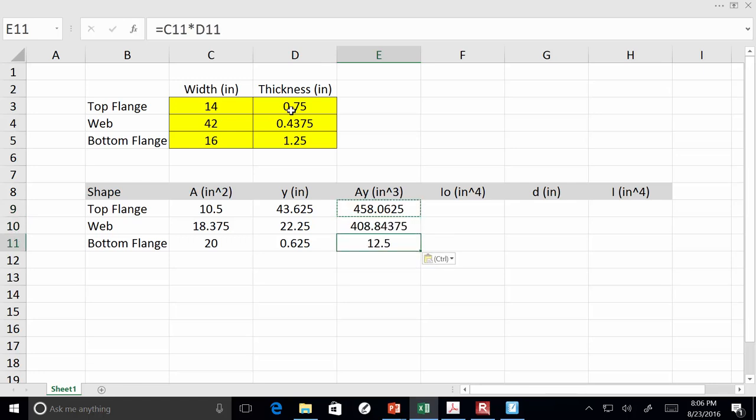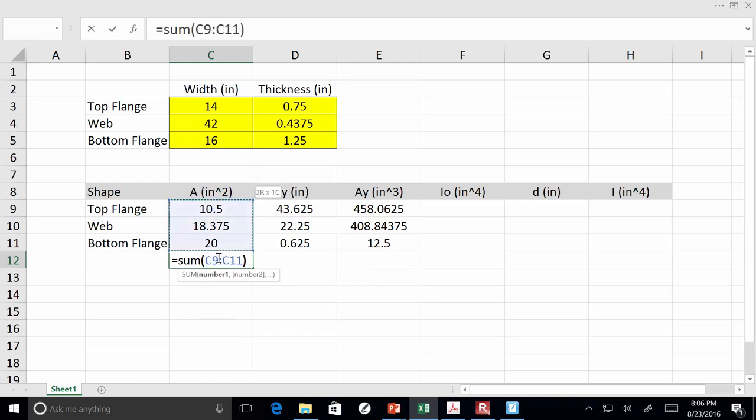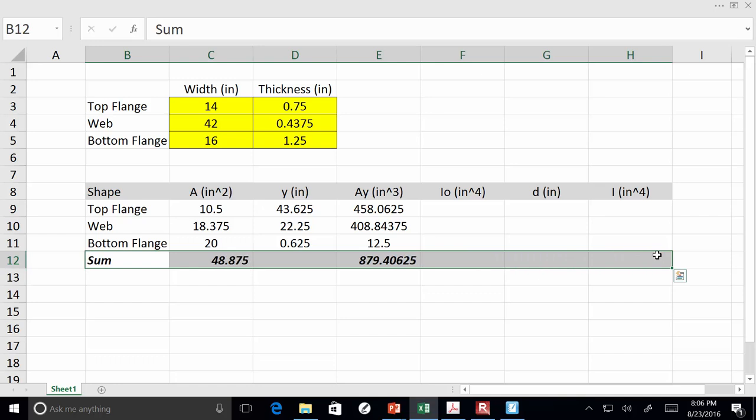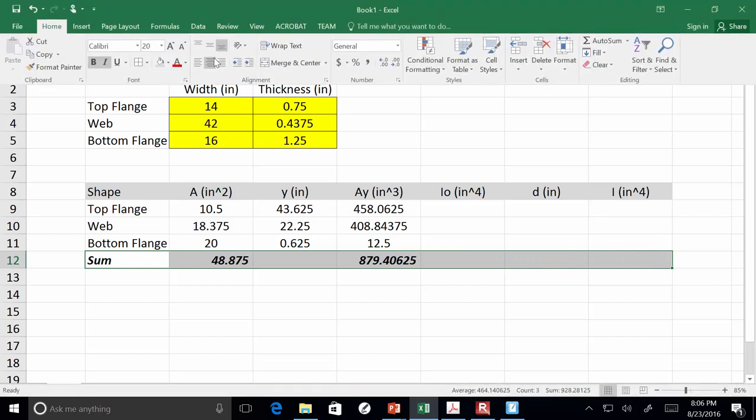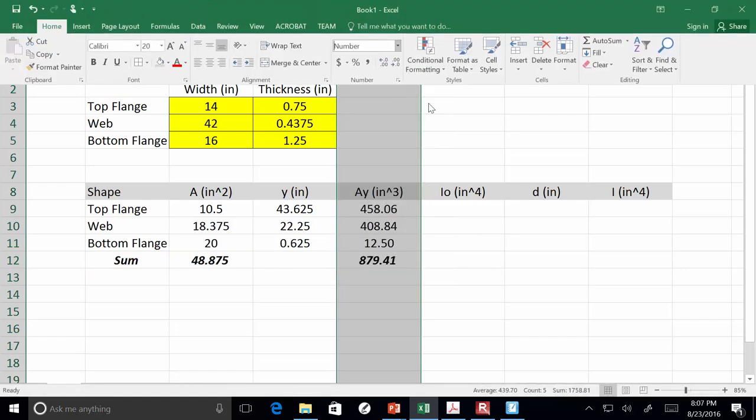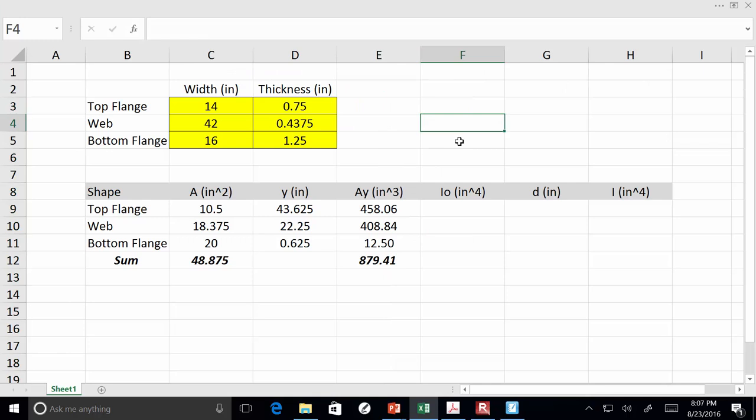Right? Sum of AY over sum of A. So since it's sum of AY over sum of A, I probably need to add all this stuff up. So sum that, and sum that. Maybe I'll put sum here. I don't know, center that up a little bit. Squinch that up a little bit. Okay. So see what I did?